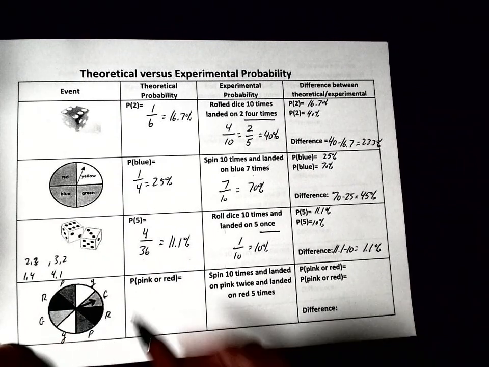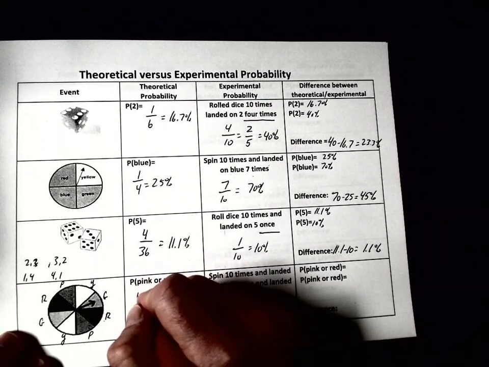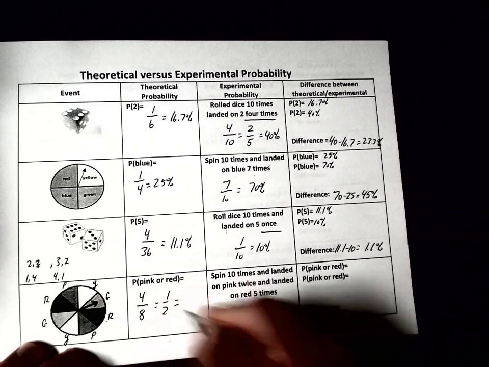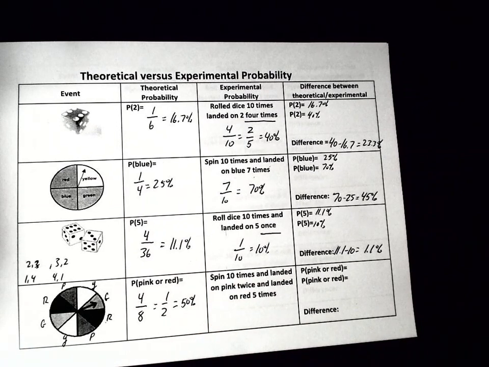There's 8 sections again. There's a pink, there's a red. That's 1, 2, 3, 4. So 4 out of 8, pink and a red. I'm going to reduce it to 1/2. And theoretically, landing on a pink or a red is 50%, because 4 out of 8 is 1/2.